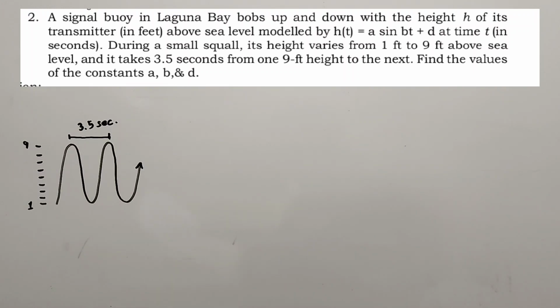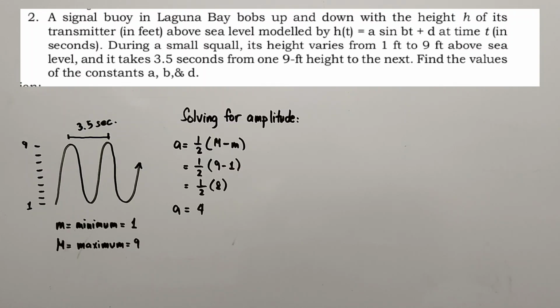We are asked now to get the constants A, B, and D. To solve for the amplitude, since we know that the minimum value is 1 and the maximum value is 9, so the amplitude is 1/2 of the difference of the maximum and the minimum. So that is 1/2 times 9 minus 1. The A is 4.